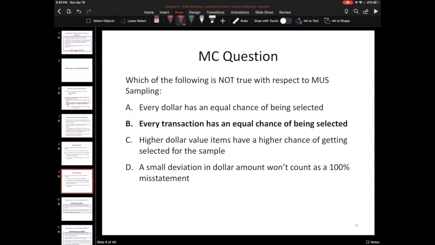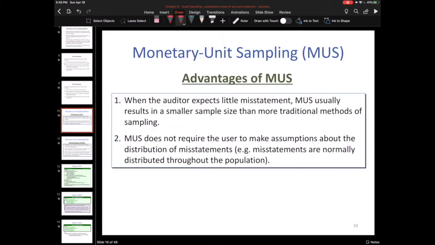If you struggled with that or didn't get it, that was a pretty straightforward question, so it might be a good idea to go back to the beginning, rewatch till you feel like you're on board and get that question. So, some advantages of MUS.